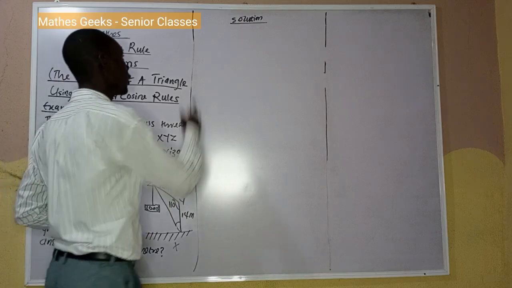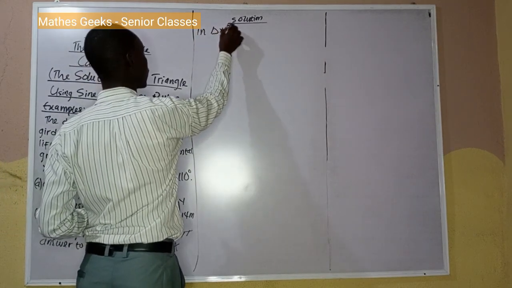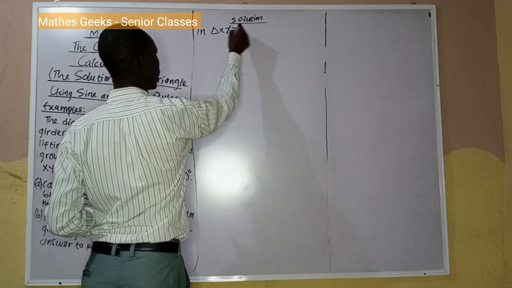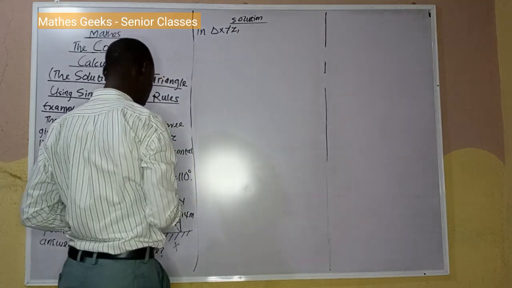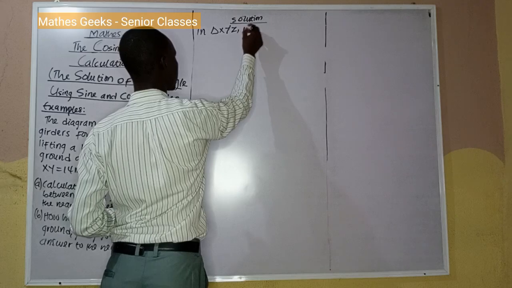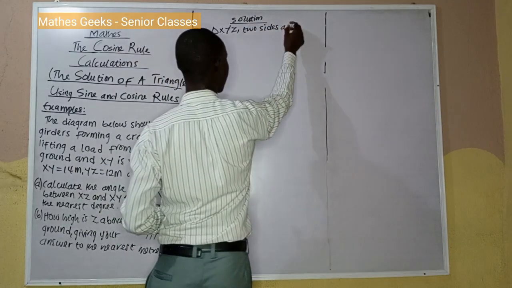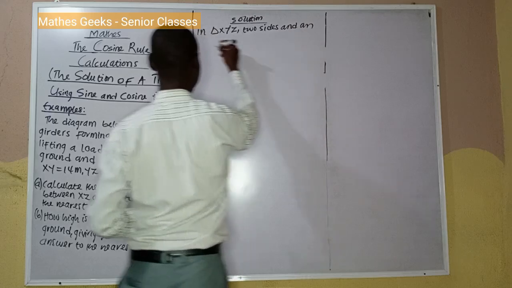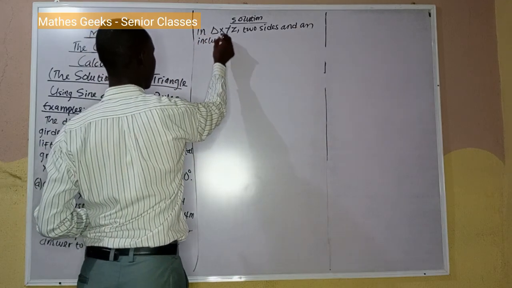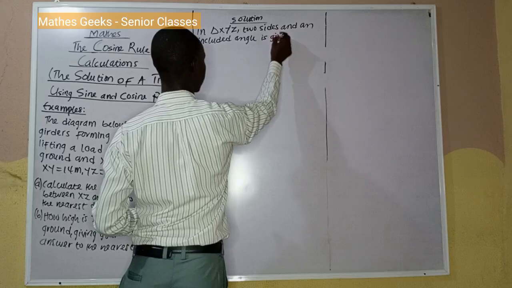And so in triangle XYZ, two sides and an included angle are given.